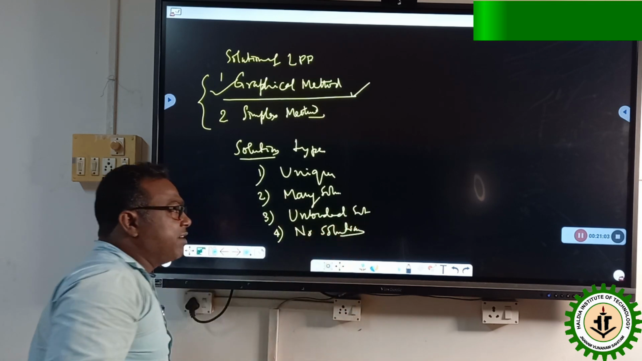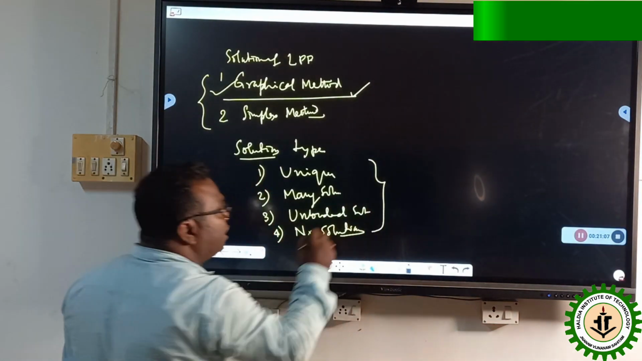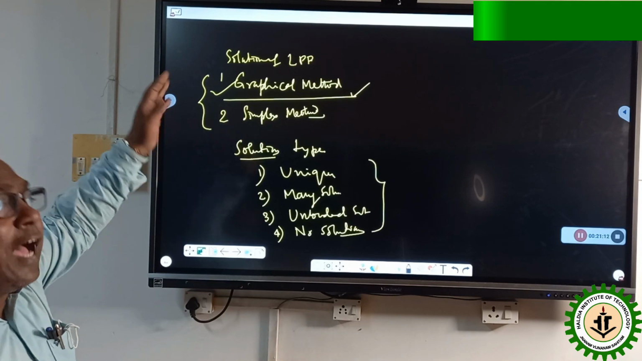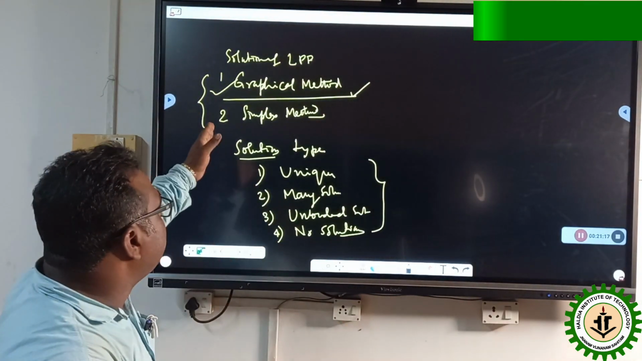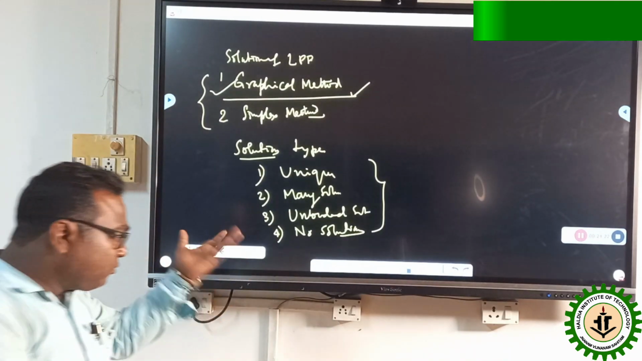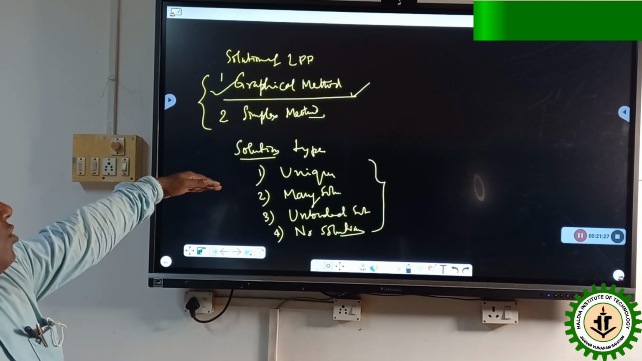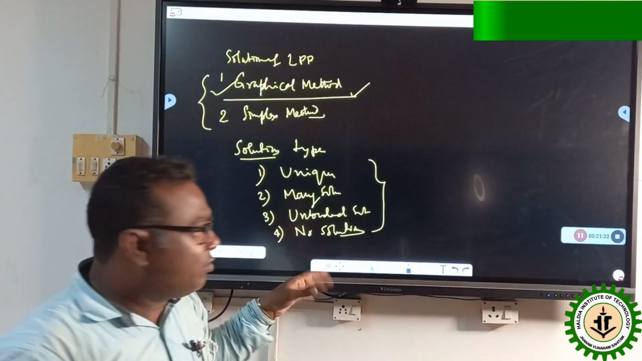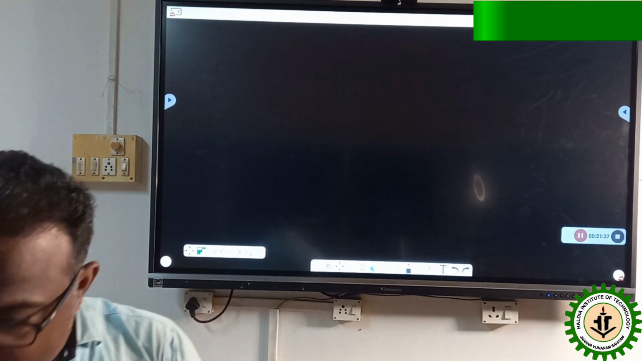It is not necessary that every problem has a solution. So these 4 types of solution we will face when we go for the solution either by the graphical method or by the simplex method. In all cases, we will face these 4 different types of solutions. I will discuss what they imply by example so that it is clear to everyone. Okay, so let us go for one problem first and then we will discuss.